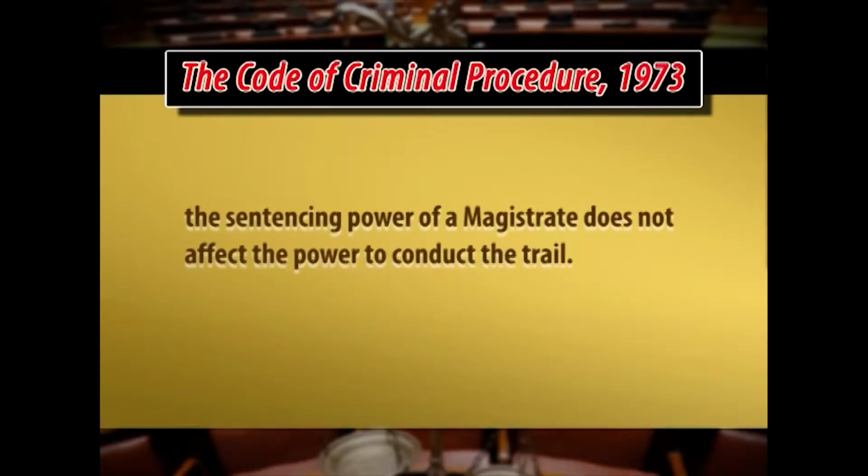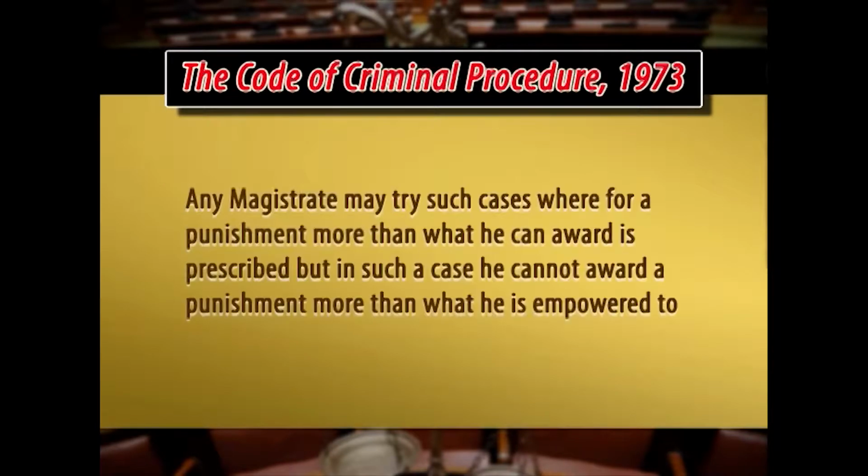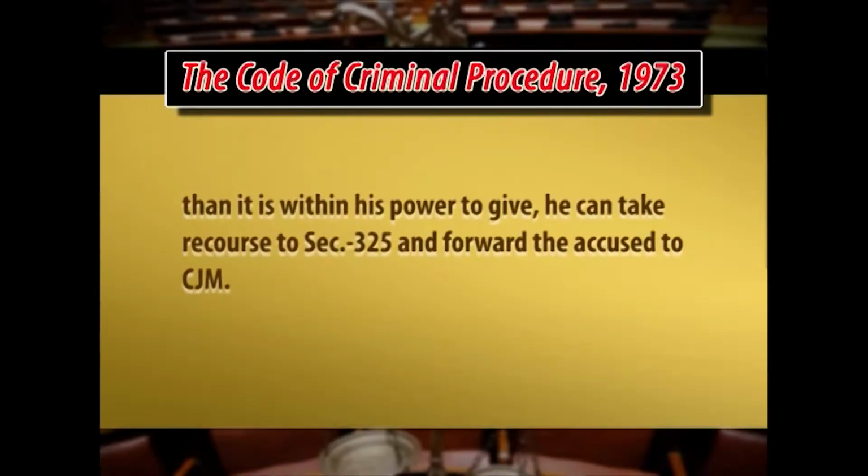Here, it is important to note that the sentencing power of the magistrates does not affect their power to conduct the trial. Any magistrate may try such cases wherefore a punishment more than what he can award is prescribed, but in such a case, he cannot award a punishment more than what he is empowered to. However, if he feels that the accused deserves a more severe punishment, then it is within his power to give. He can take recourse to section 325 and forward the accused to CJM.